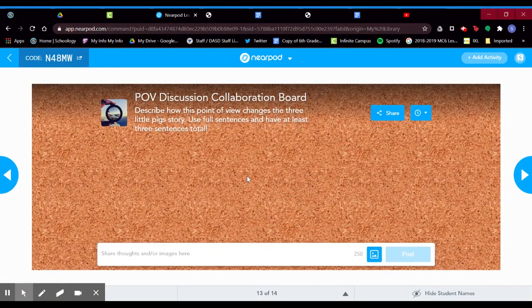And then you have your point of view discussion collaboration board. So describe how this point of view, the point of view from the video, changes the 3 Little Pigs story that you remember. Use full sentences and have at least 3 sentences total. So you're going to type in the box there, share, it's going to pop up like a little Post-it, and then you're going to start to be able to see your other classmates as well.